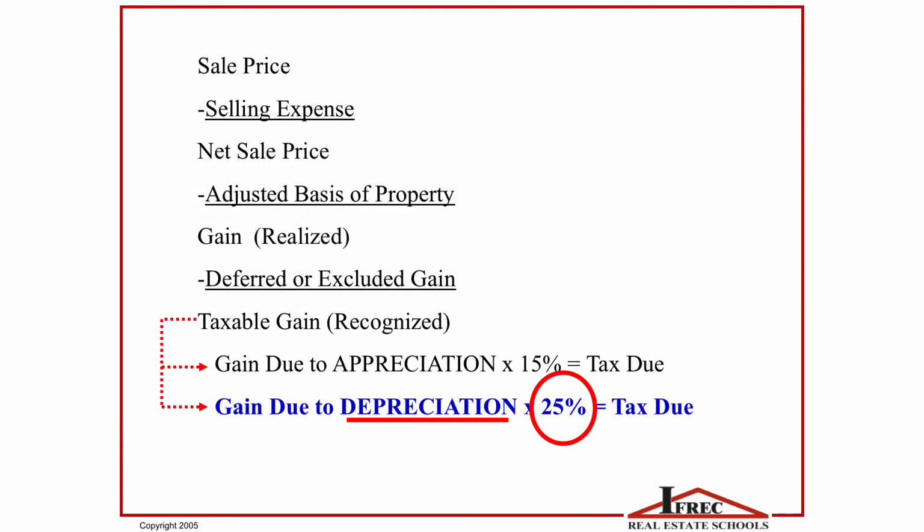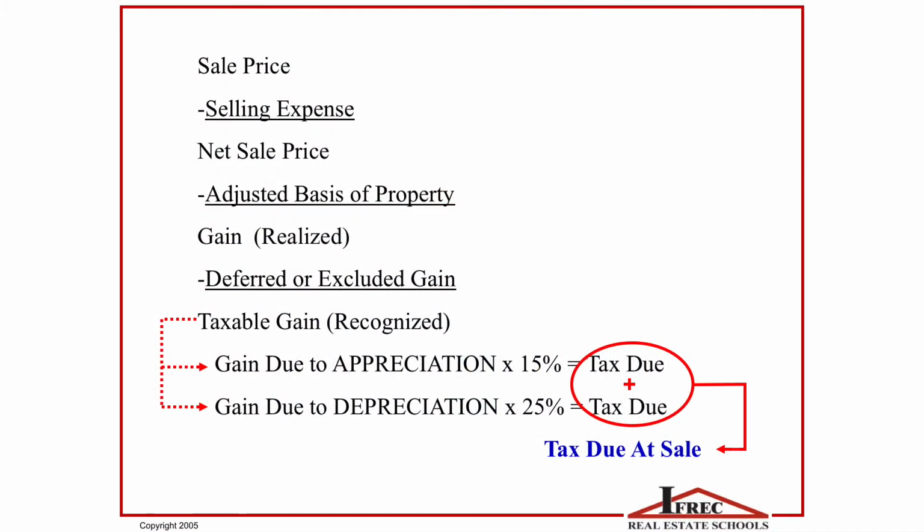That's not the end of it, though. You will recall that the depreciation is a shelter against taxes in the years that the property's been owned. The IRS, upon sale, will recapture that at a rate of 25%. So all of the depreciation that has been taken for tax purposes is added up, multiplied by 25%. That's an additional tax that you will be paying as an investor upon the sale of the property. So adding together the long-term capital gain and the 25% recapture on depreciation gives you the taxes due at sale.